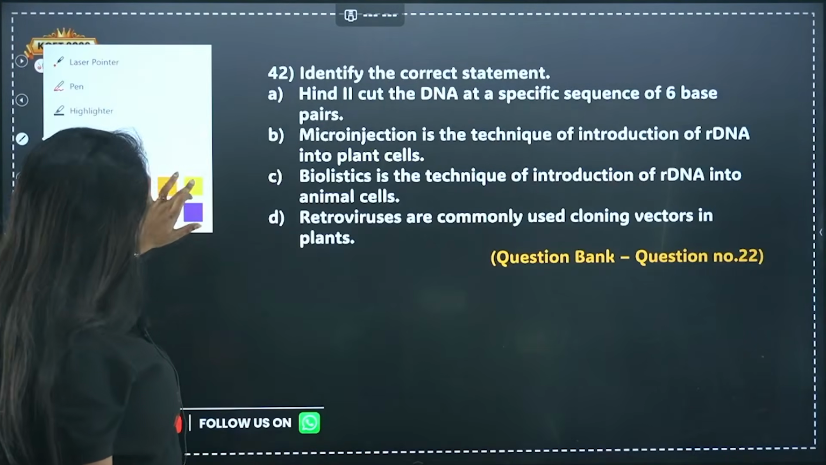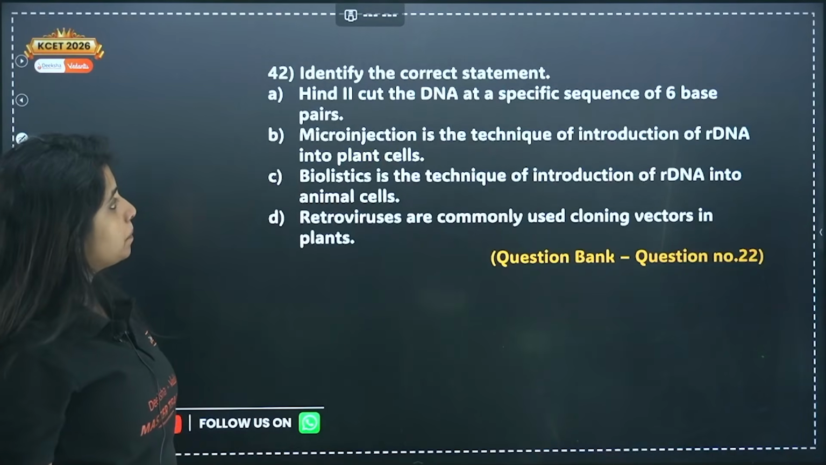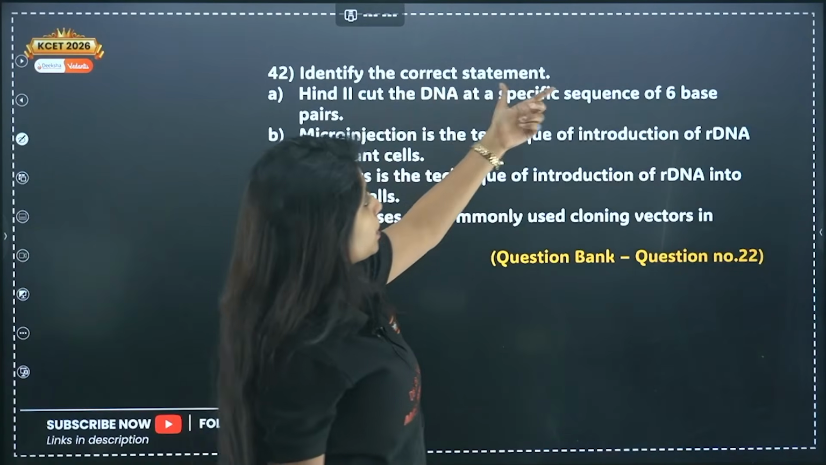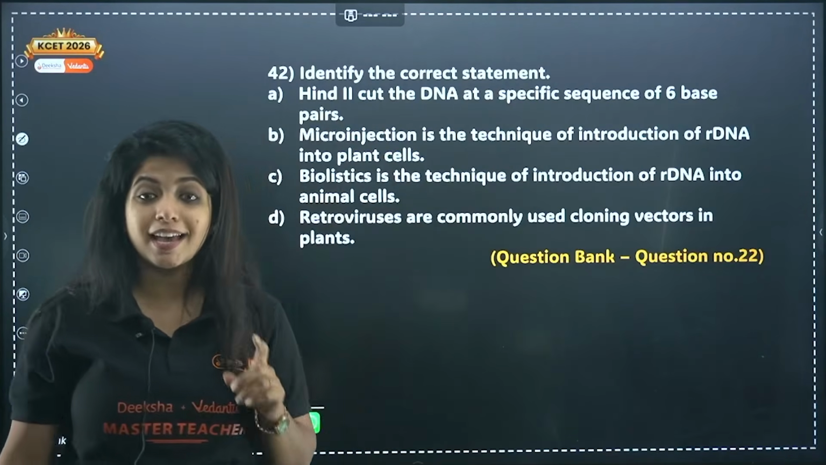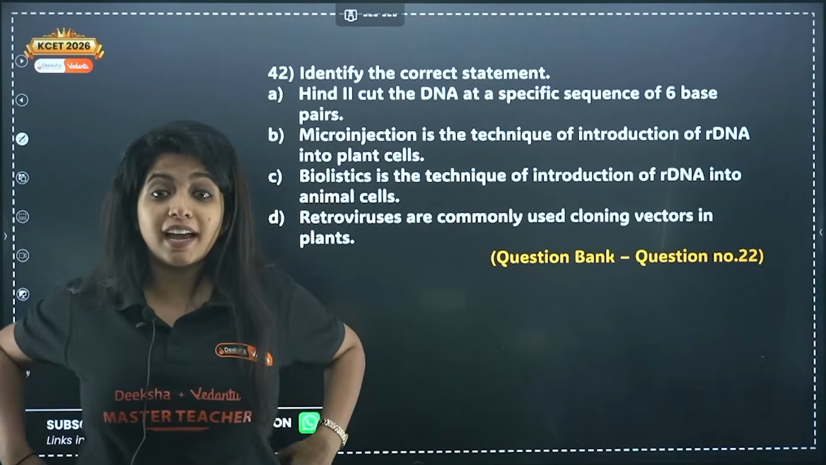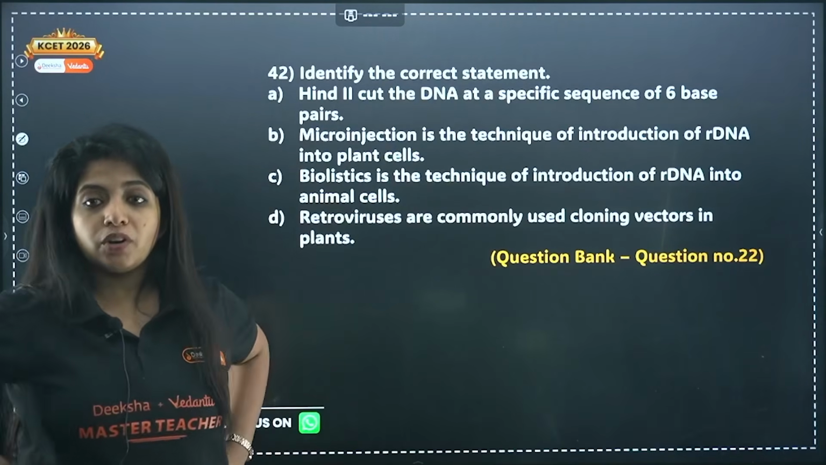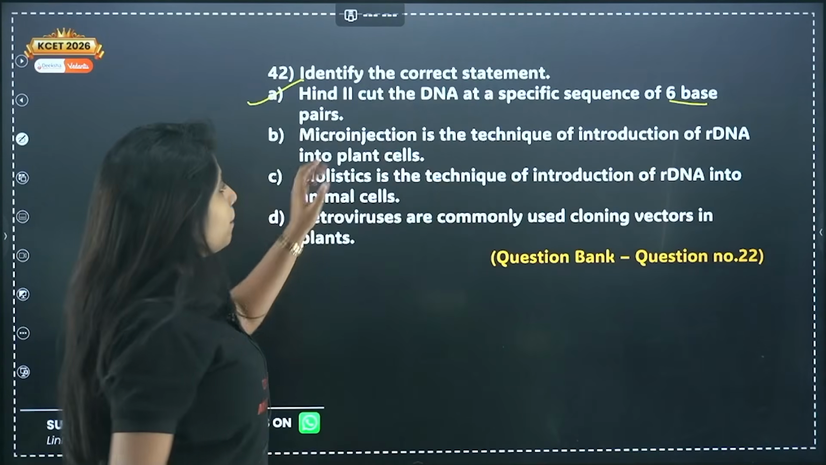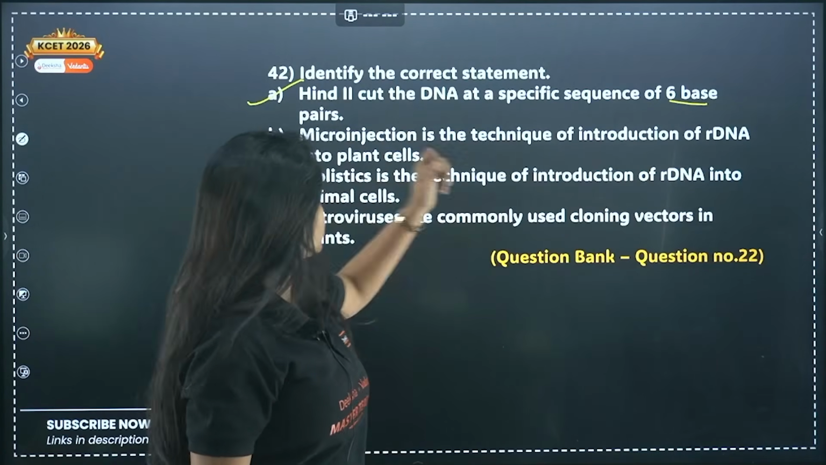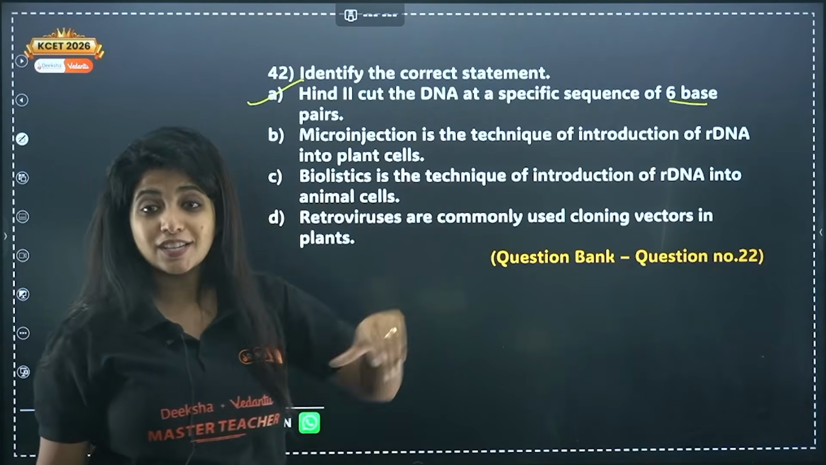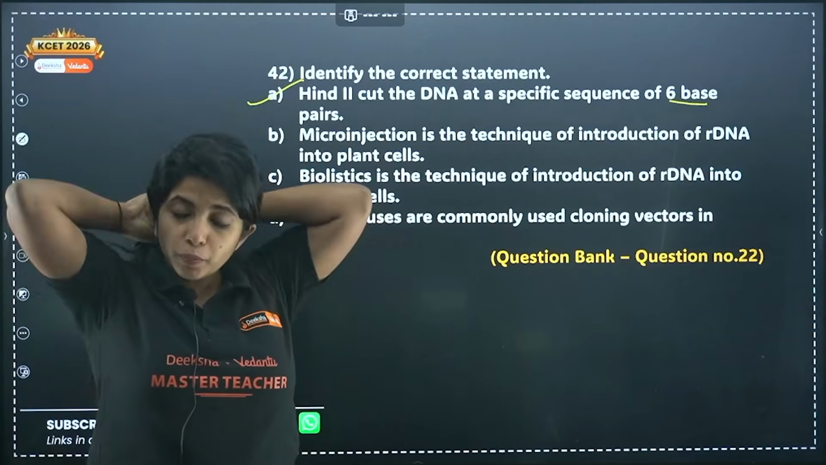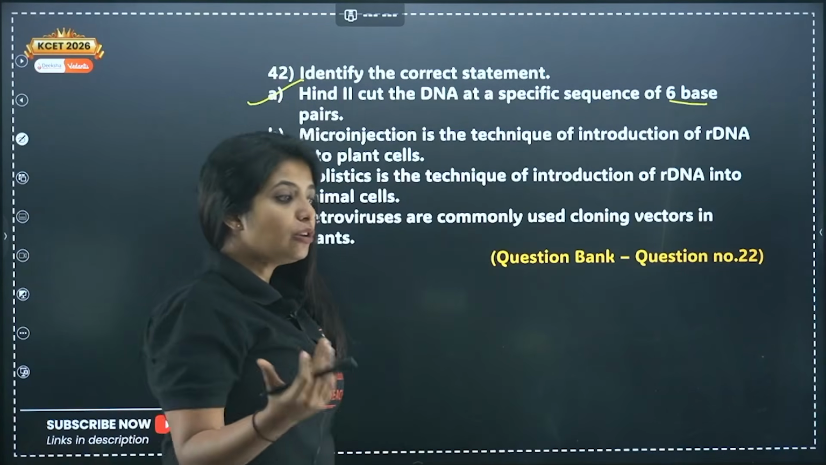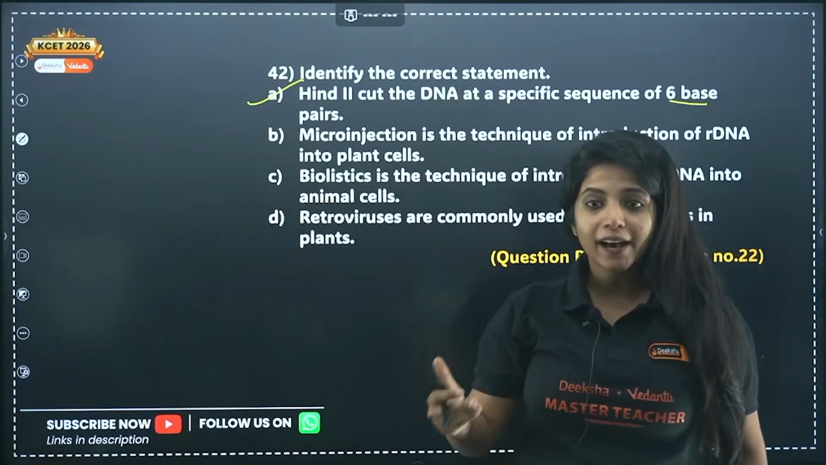Cool. Next question. Identify the correct statement. Hint 2, cut the DNA at a specific sequence of 6 base pairs. I told you hint 2 is the first, restriction enzyme to be found out. And yes, it has a sequence of 6 base pairs. This is correct. Microinjection is a technique of introduction of our DNA into the plant cells. So my dear children, when we want to put recombinant DNA, what do we use? We use usually vectors such as Agrobacterium tumefaciens.